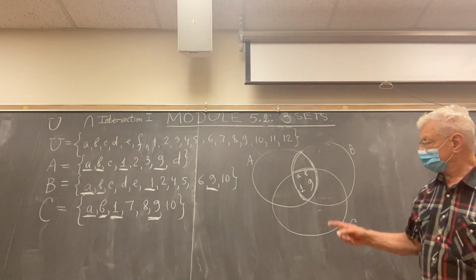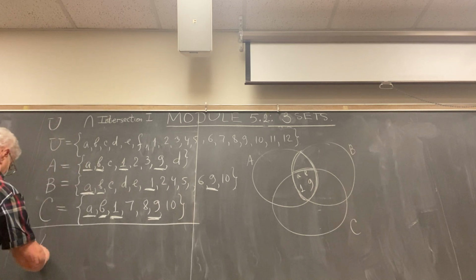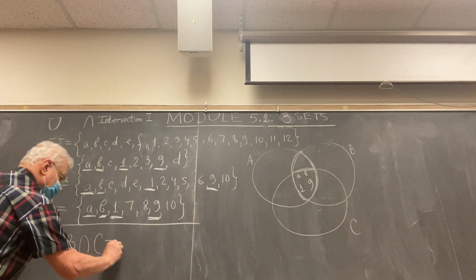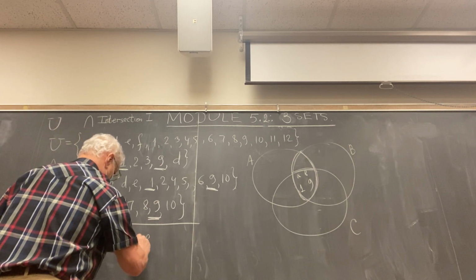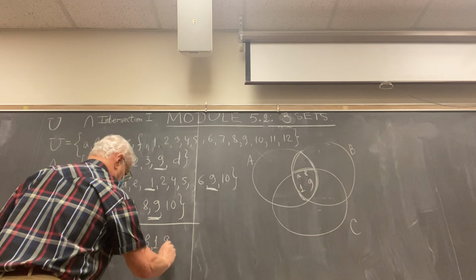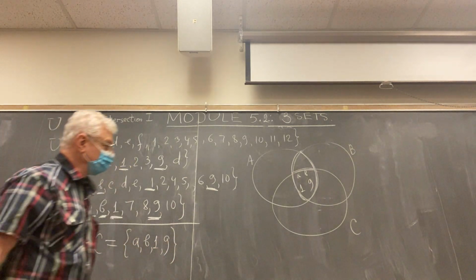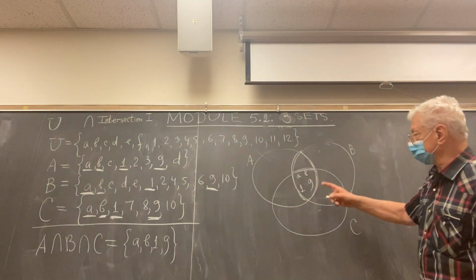Okay, this common part is the intersection of the 3. Let's write it down immediately. A intersection B intersection C equals A, B, 1 and 9. Now we find A minus A intersection B.